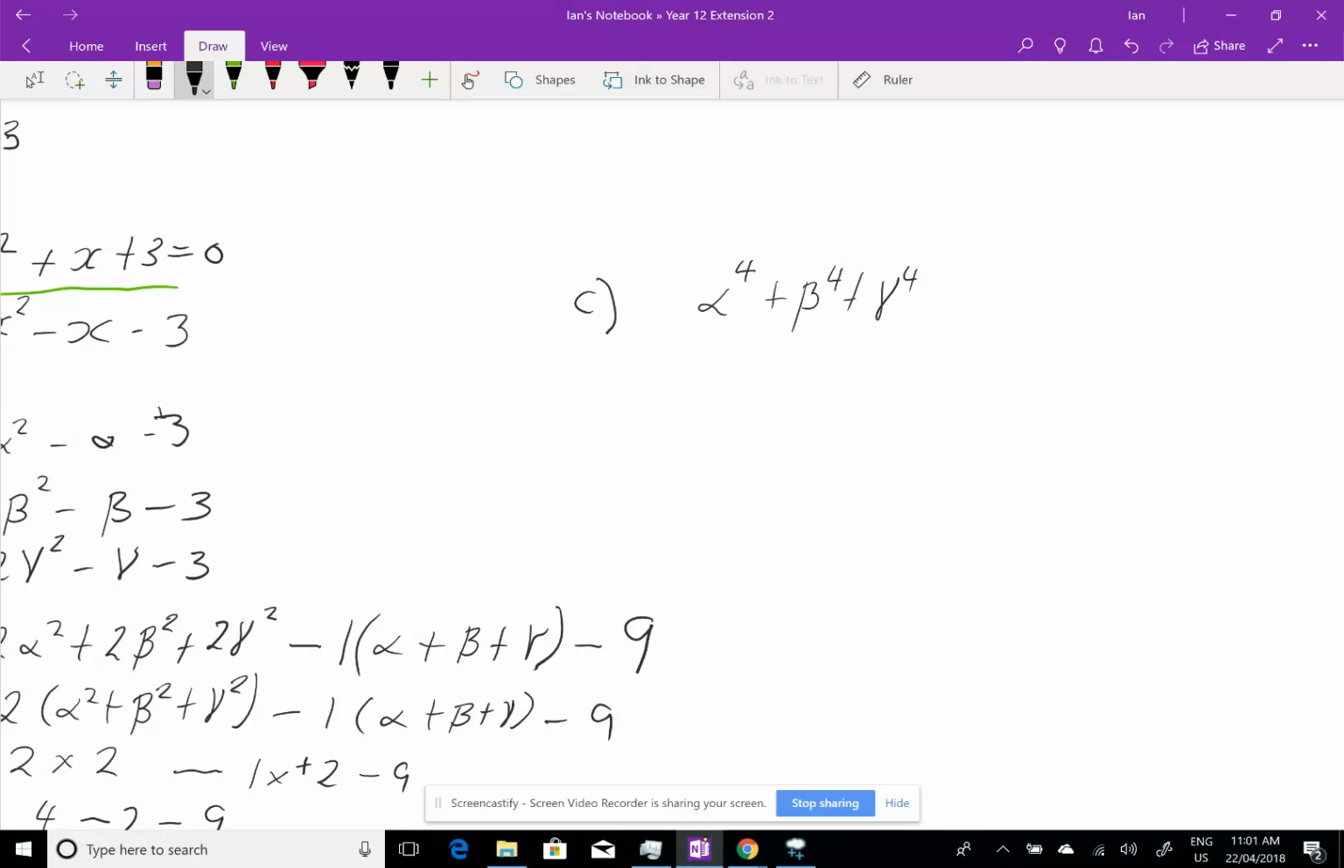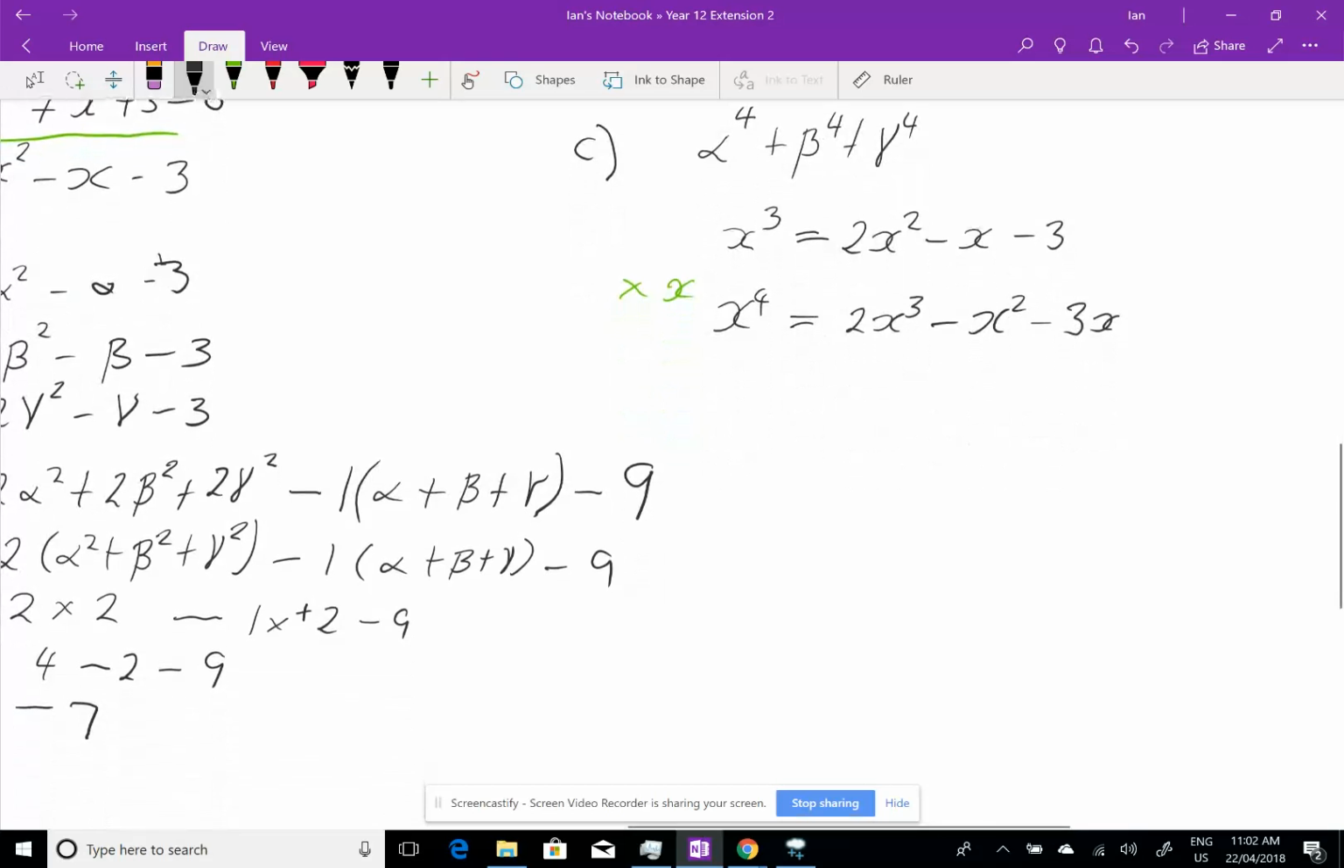Well, let's have a look at what we started with last time. Well, we know that x cubed equals 2x squared minus x minus 3. Now, that's an equation. We know it's true. That's the original equation. We've just rearranged it. We need x to the 4. Well, why don't we just multiply everything by x? And we'll get x to the 4 equals 2x cubed minus x squared minus 3x.